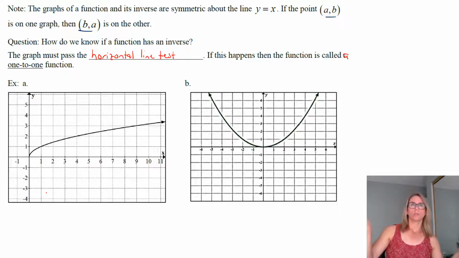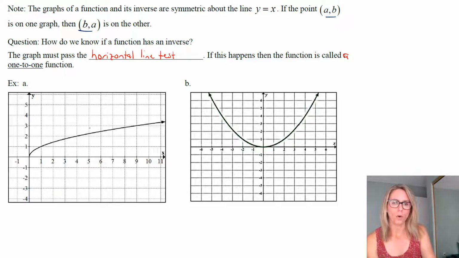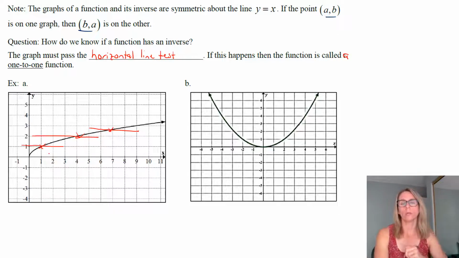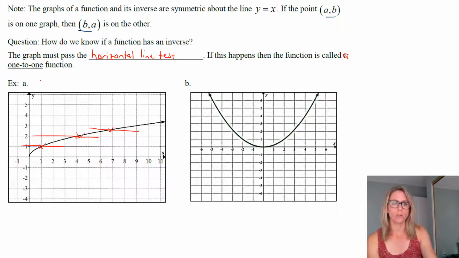So the horizontal line test is just like the vertical line test, except it's horizontal. With the vertical line test, we only want to cross in one space. The horizontal line test, again, we only want to touch in one place for any horizontal line we can create. So we create a horizontal line here, we intersect one time. Horizontal line here, we intersect one time. Horizontal line here, we intersect one time. So as long as we only intersect one time for any horizontal line we can create, we have a one-to-one function. So as you can see, yes, this one is 1-to-1.